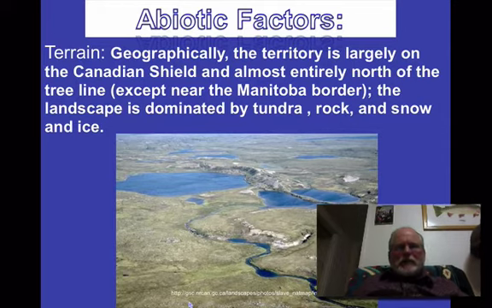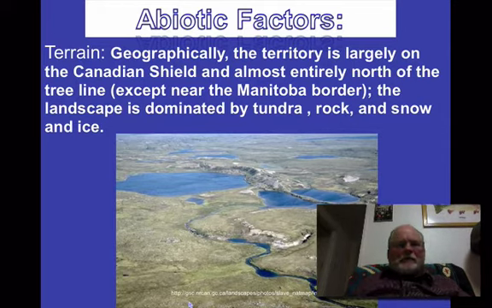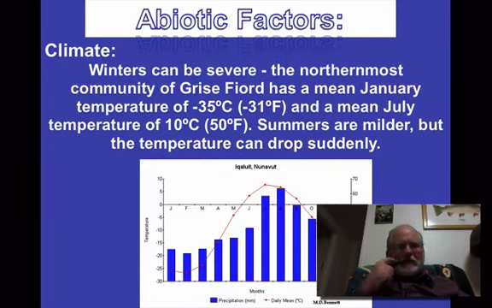Abiotic factors, geologically, I'm talking about the fact that Nunavut is located on the Canadian Shield. The landscape is dominated by tundra, rock, and snow and ice. That's fairly simple, but let's get into a few more specifics. The climate, winters can be severe. I have some temperature ranges here and here. Summers are milder, but the temperatures can drop suddenly. And I have some of the average temperatures graphed out right here. You can see we drop clear into 30 below or so in the winter time.